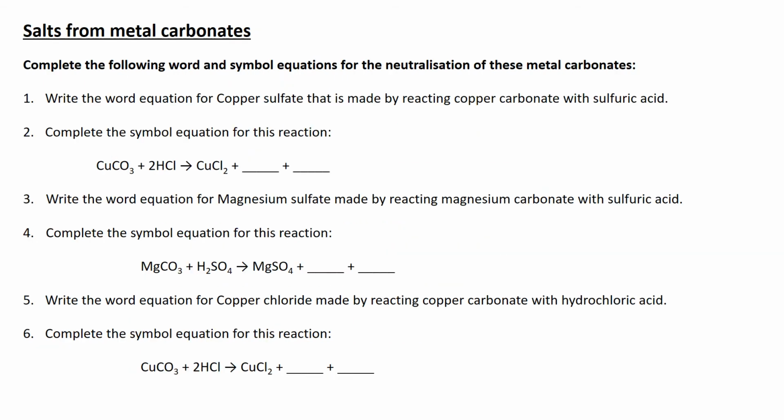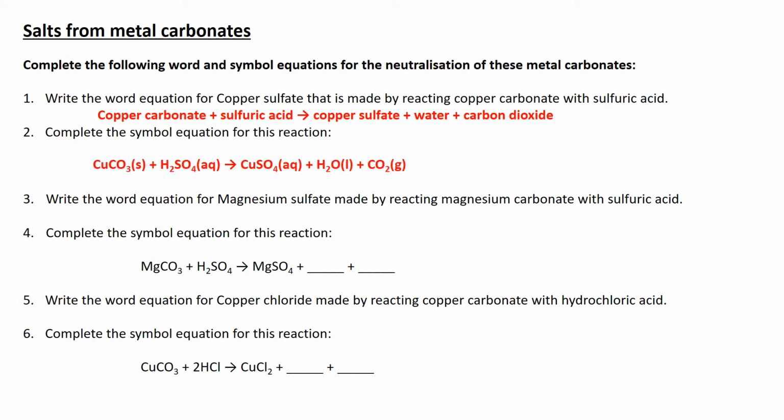Okay. So, complete the word equation and simple equations for the neutralisation of metal carbonates. And copper sulfate is made by reacting copper carbonate with sulfuric acid. So we know that the salt that's being made will be a sulfate. All right. So therefore we get copper sulfate, so the metal salt. So we take the copper, which is the metal, and the name of the acid, and we make that out of it. Because it was a carbonate, we know that it produces carbon dioxide and water. So the simple equation for this reaction is, and that's balanced for you.